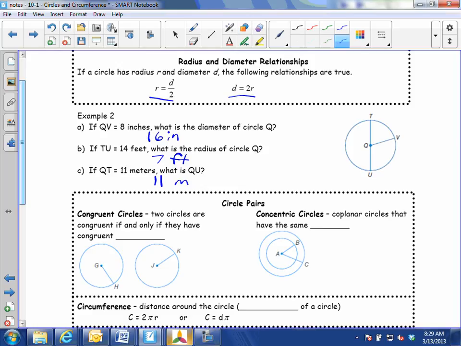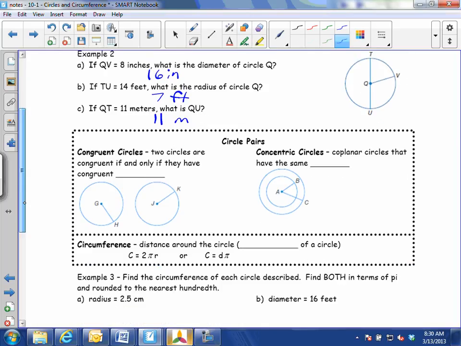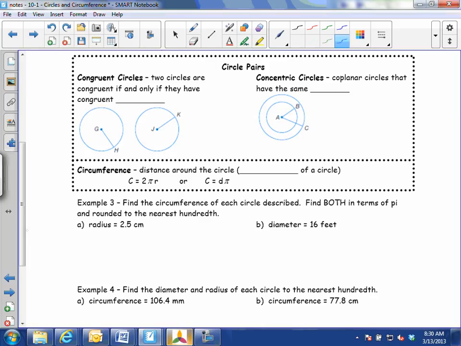Wait, so will we have to find the area of it? Today we're not talking about everything. We will eventually.